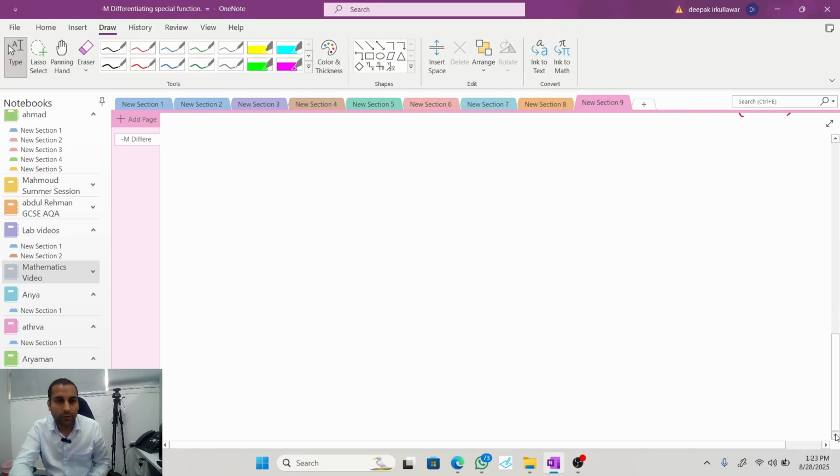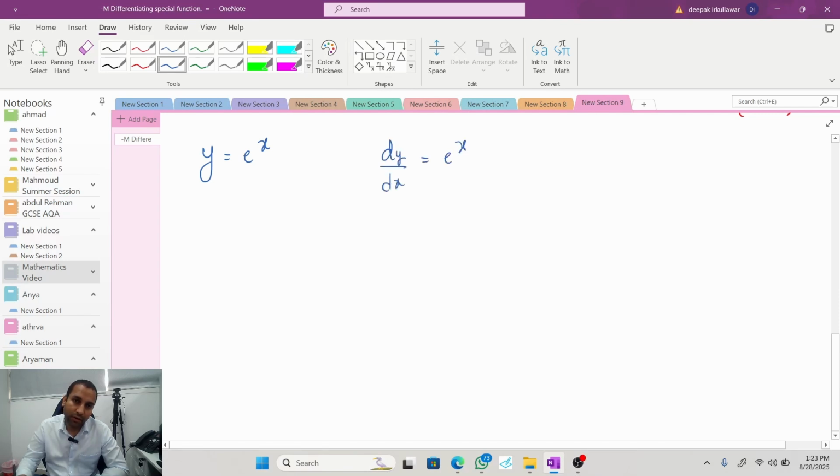Now we will move on to exponents. So how do you differentiate exponents? Suppose you have y equals e to the power of x. The differentiation of this is nothing but the same, e to the power of x. So if you differentiate exponents, you will get the same thing. And if you have log, say ln, then the differentiation of ln x is 1 over x.